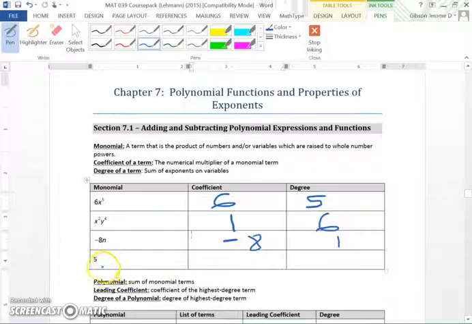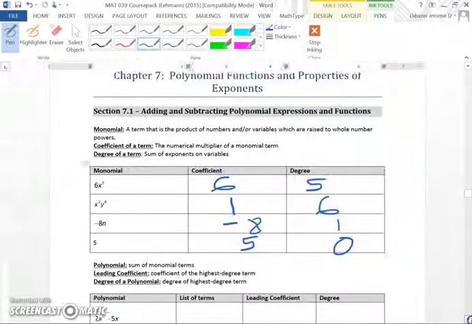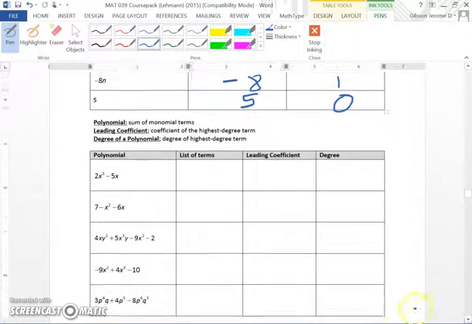Now we come here to 5. Now this is also a monomial even though it does not have a variable. The coefficient is still the number, which would be 5. Now the degree: when you don't have a variable, your degree is 0. Okay, now we move on.